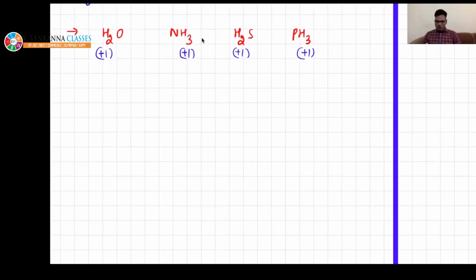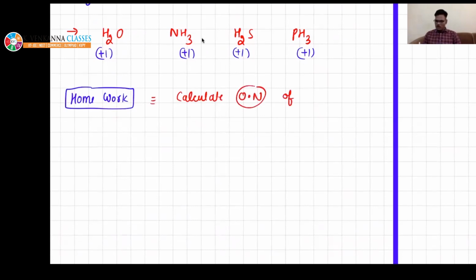So I am giving you some homework on the basis of the above rules. Try to figure out and calculate the oxidation number of the underlined element in the following examples. First, I am writing B2H6. So I am asking about this thing.